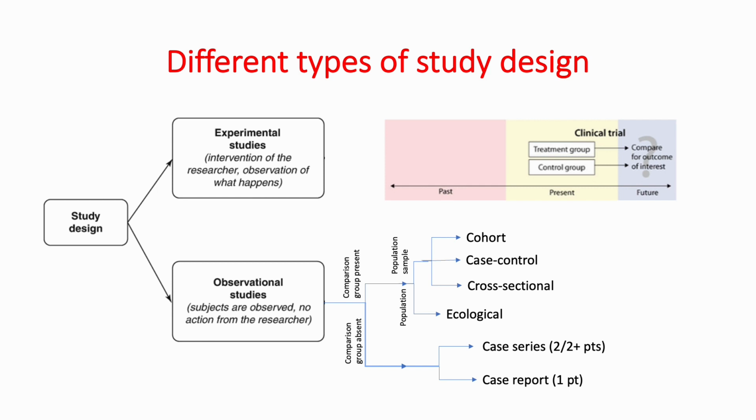So there are two fundamentally different types of study designs, which are the experimental studies, in which the researcher intervenes and sees the effect of the intervention on the study subjects, and on the other hand, the observational studies. In the observational studies, the subjects are observed and there is no action from the researcher. Now, the typical experimental study is the clinical trial.